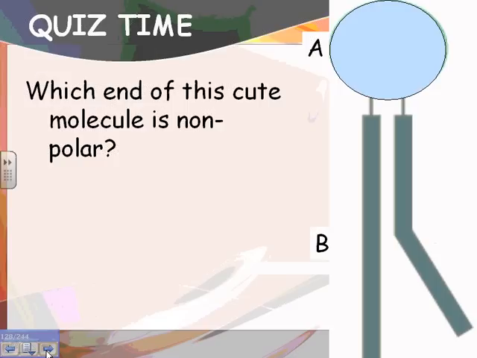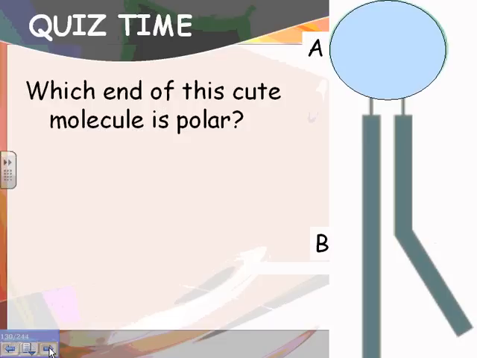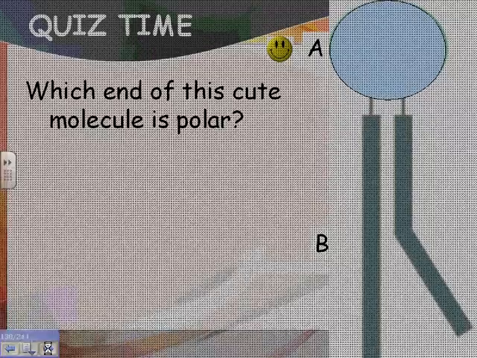Which end of this cute molecule is nonpolar? Well, this part is the part that shuns water, or water shuns it. It is that part. Which end of this cute molecule is hydrophobic? Again, hydrophobic means fear of, so fear of water. So the part that doesn't mix with water is part B, the tails. Which end of this cute molecule is polar? Water's polar, and so is the head. Yay, I love water! That actually has a full charge, not just polar.